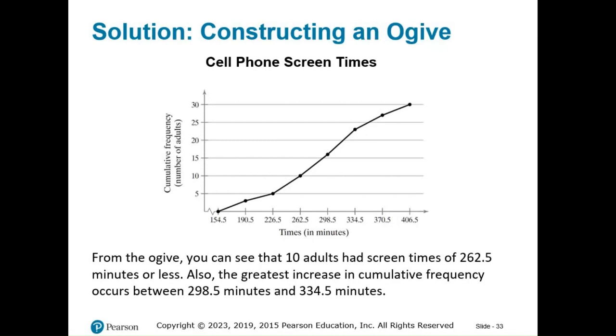Ogives give us visual increases and decreases in the data sets by the steepness of the individual line segments between points. The slope of the lines tells us the rate at which the value changes as we read the graph from left to right. For instance, from the ogive, we can see that 10 adults had screen times of 262.5 minutes or less because that point represents an accumulated value. And the greatest increase in cumulative frequency occurs between 298.5 and 334.5 because that line segment has the steepest slope.